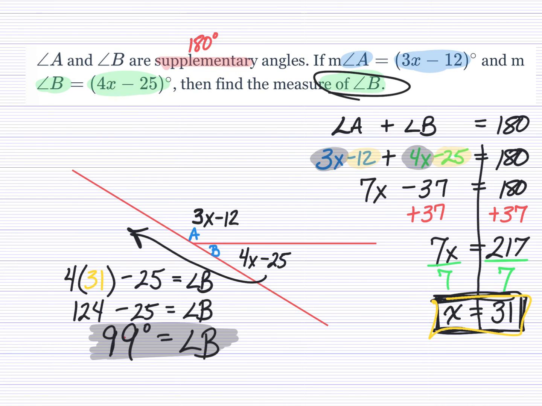If you wanted to check your answer, plug it in. 3 times 31, which was x. What I'm doing here is just checking my answer. Minus 12. 3 times 3 is 9. 3 times 1 is 3. Minus 12. 93 minus 12, of course, is 81. So that checks out.